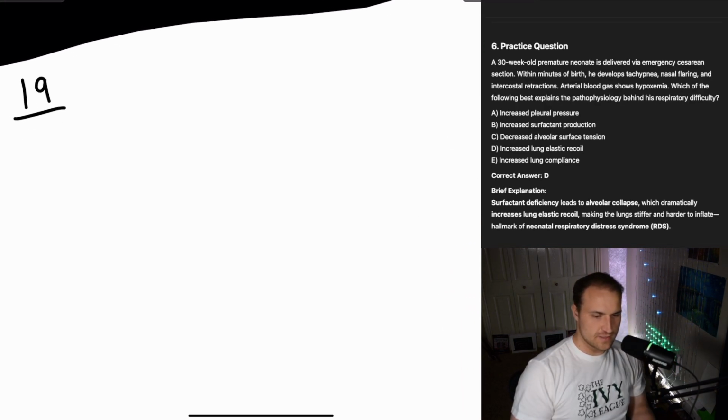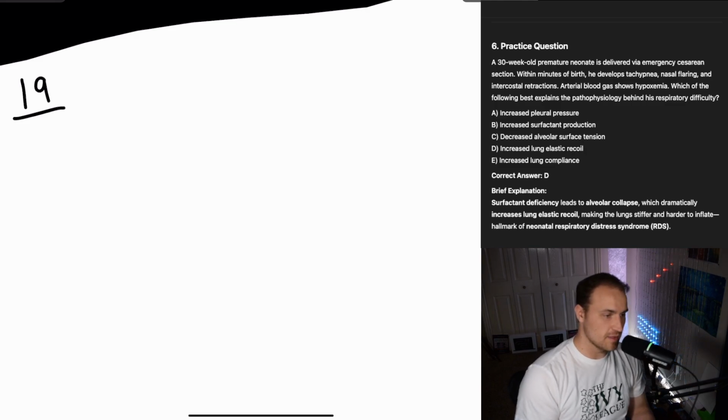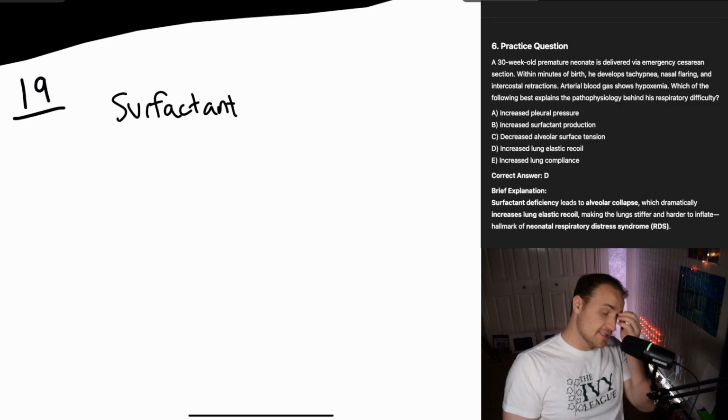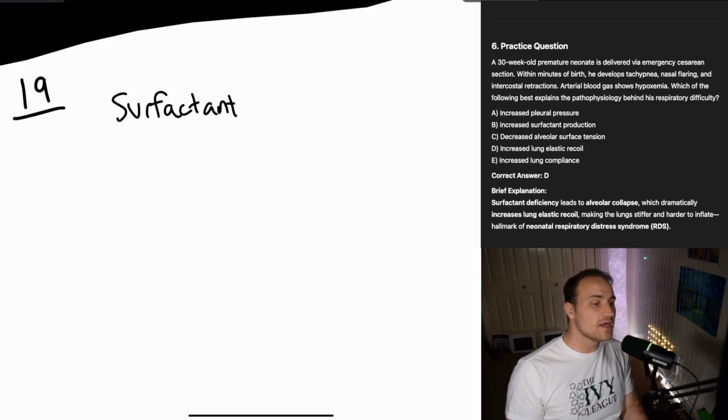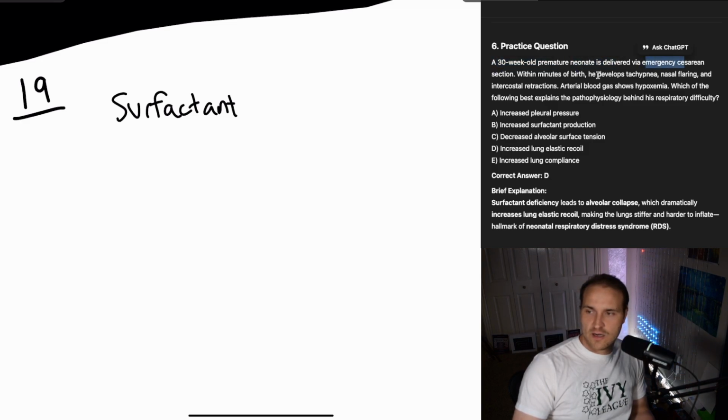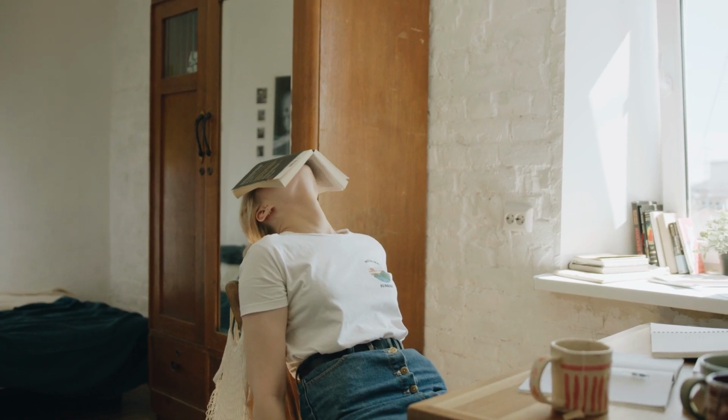19. Now for this one, I want to start with a question. What keeps your lungs from collapsing? Surfactant is super critical for reducing alveolar surface tension, and that's going to mitigate that collapsing pressure. So we have a 30-week-old premature neonate delivered via emergency cesarean section. Within minutes of birth: tachypnea, nasal flaring, intercostal retractions. Arterial blood gas shows hypoxemia. Which best explains this? Answer is increased lung elastic recoil.